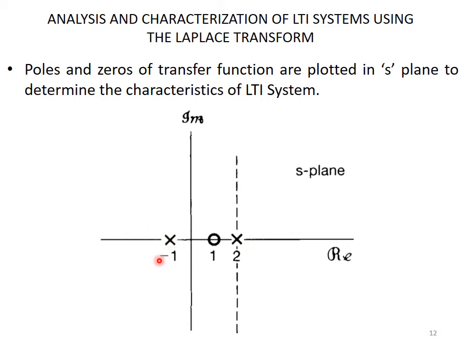Here in this figure you can see we have two poles, one pole at -1, another pole at 2. Similarly, we have one zero which is located at 1. So in order to determine the characteristics of the system, of an LTI system in particular, we plot poles and zeros of the transfer function in the S-plane. And the S-plane is basically a complex plane in which the horizontal axis represents the real part of s and the vertical axis represents the imaginary part of s.